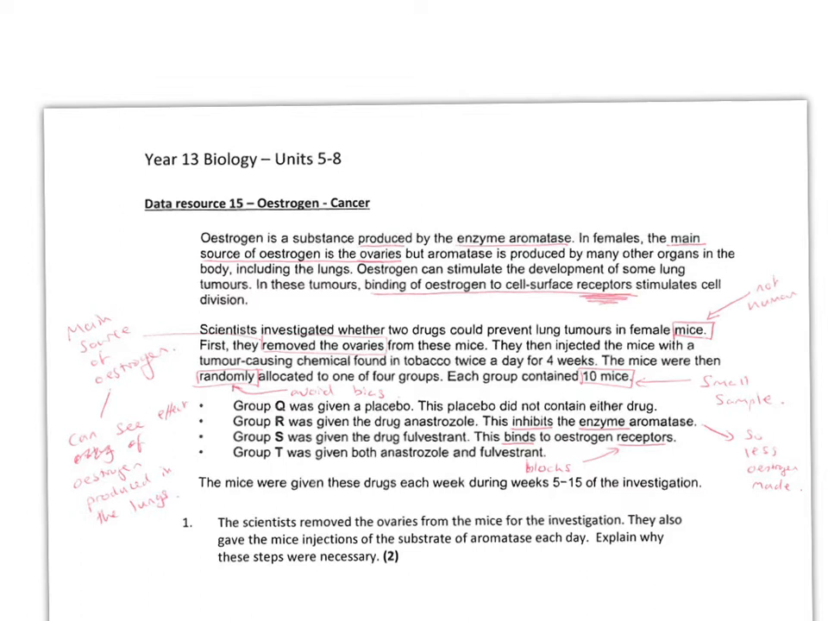It tells you that they remove the ovaries, because what they're wanting to do is to see if it's the oestrogen produced in the lungs that causes lung tumours. So they have to get rid of the main source of oestrogen, which it tells you up here. So they've got to remove the ovaries. That allows you to see if it's oestrogen produced in the lungs that causes lung tumours. So they have to remove the ovaries, which is the main source of oestrogen.